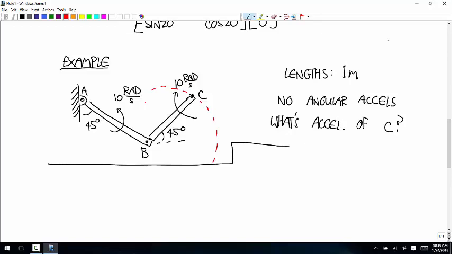So in order to use the relative motion equations, we have to use the fact that B is in circular motion around A. So we're going to use circular motion to figure out the acceleration of B. We're going to use circular motion to figure out the acceleration of C relative to B. And then we'll use the relative motion equations. And that's what you have to do anytime you see something like this. I think in the problems, there's at least two problems where you have to use that relative motion approach for a linkage.